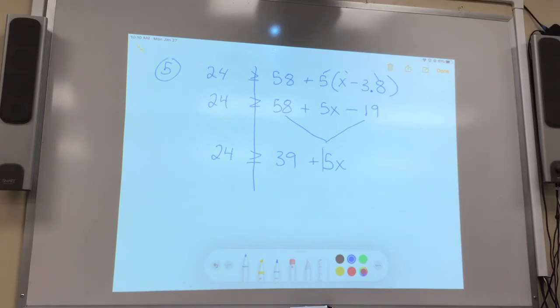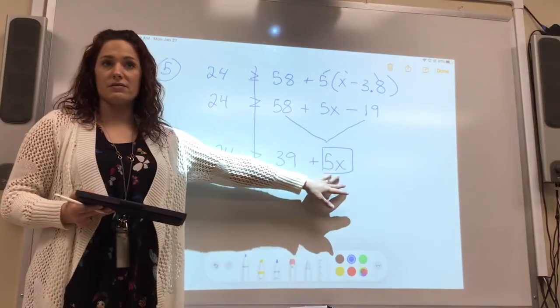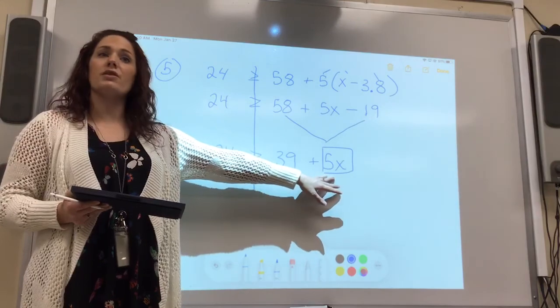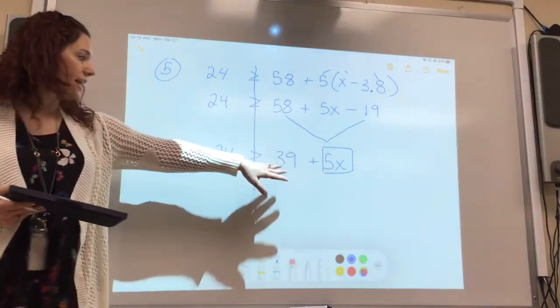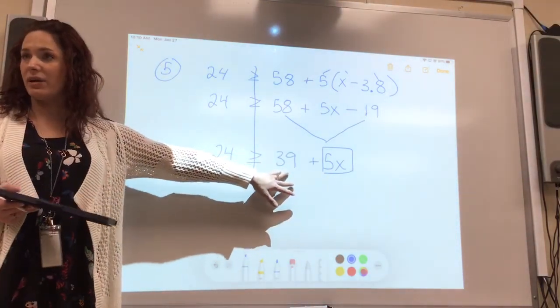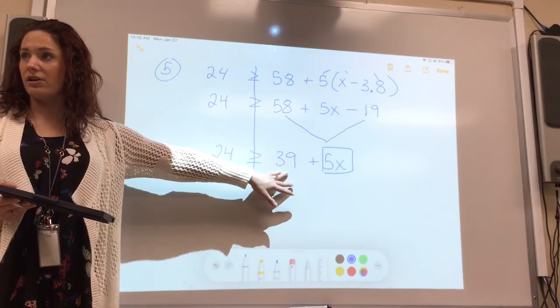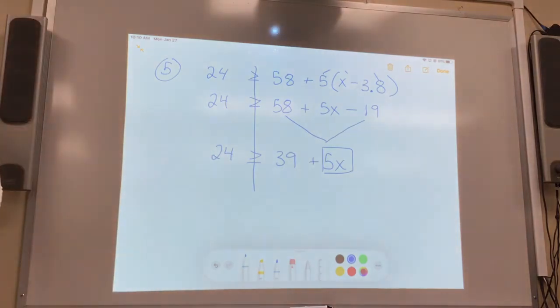Okay? Everything I do is going to be based off of what's going on the right side, because that's where my x is. Jude, focus up here. That's where my 5x is. So I've got to get rid of the number that's with the x. How do I get rid of 39? Carolyn. You subtract 39 from both sides. Okay.